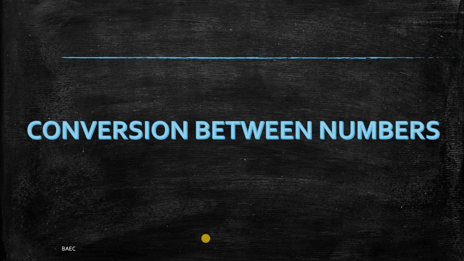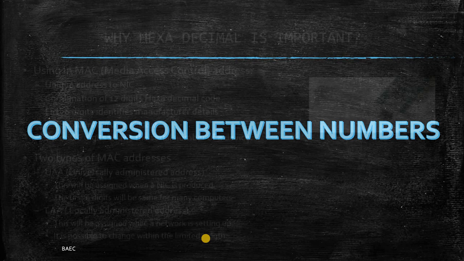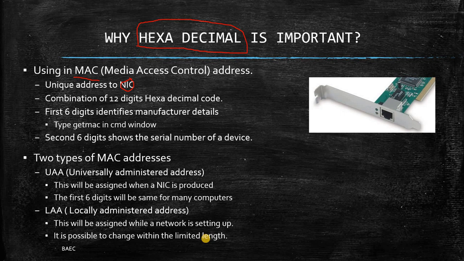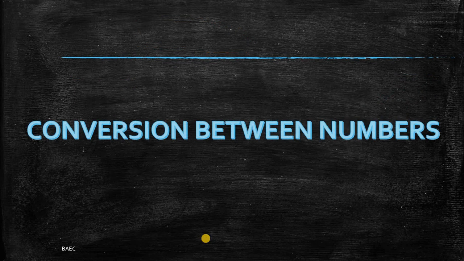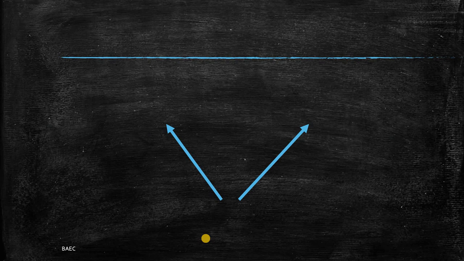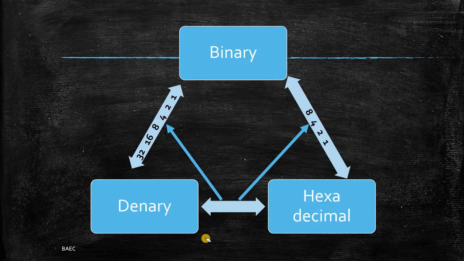Then, conversion between these number systems. I think you are all clear with the theory part so far, all the 3 number systems. Now next we will jump into the conversions. Look at this. We have learned 3 different types of number systems: binary, denary, and hexadecimal.